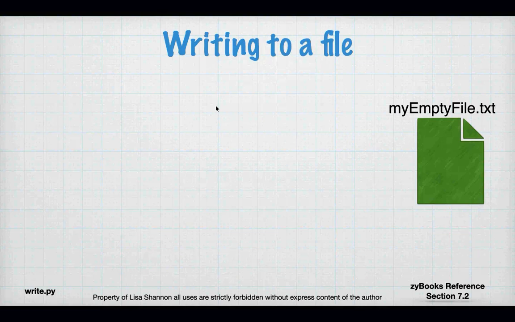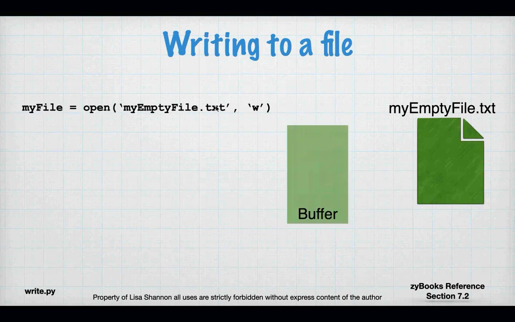Okay, so now we're going to talk about writing to a file. We've learned about how to read, and now we're going to learn about how to write. So I have an empty file, and I've got this little buffer thing here. My empty file has nothing in it. In fact, when I do the open, if there was anything in my empty file, it would have gone away.